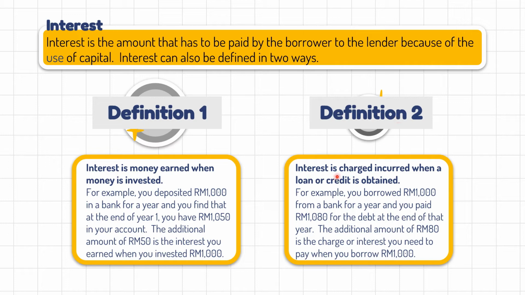Definition number 2, interest is a charge incurred when a loan or credit is obtained. For example, you borrowed 1,000 ringgit from a bank for a year and you paid 1,080 ringgit for the debt at the end of that year. The additional amount of 80 ringgit is the charge or interest you need to pay when you borrow 1,000 ringgit. Hope you understand and can differentiate these 2 meanings of interest.